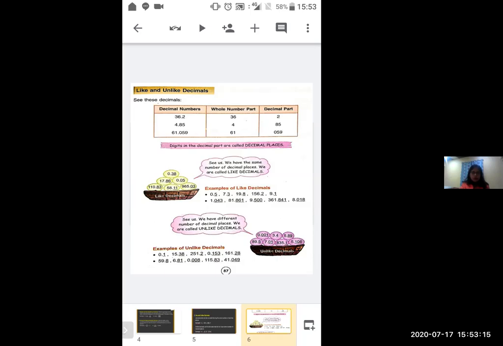Here we see that there is one decimal place, two decimal places. Every decimal number has different decimal places, so these are unlike decimals. In this example, 0.5 and 7.3 all have one decimal place, so these are like decimals. You have learned about like and unlike decimals. After this you will learn how to change unlike decimals into like decimals.